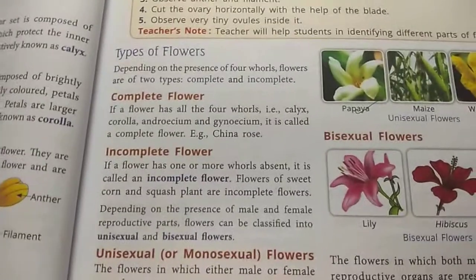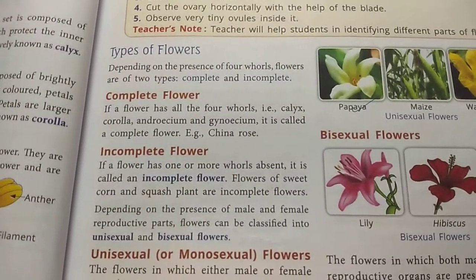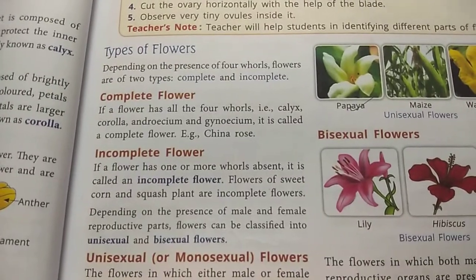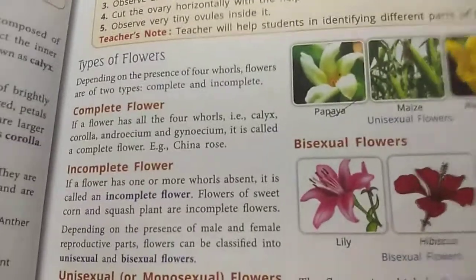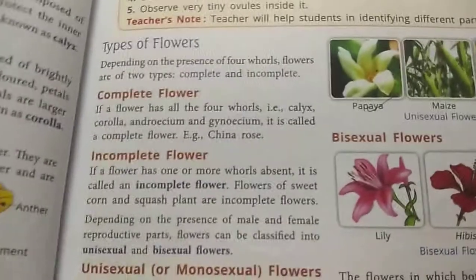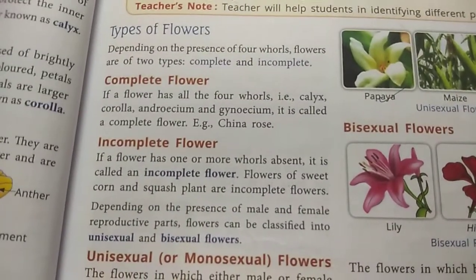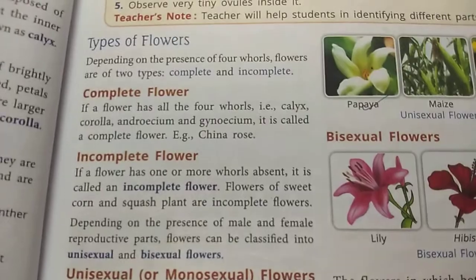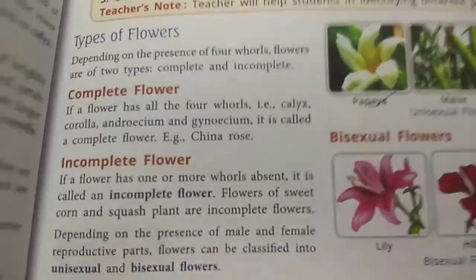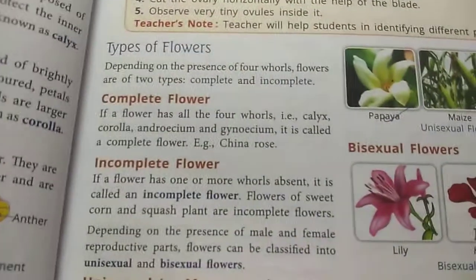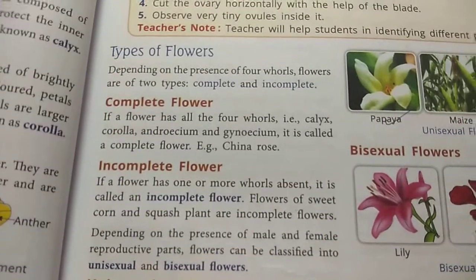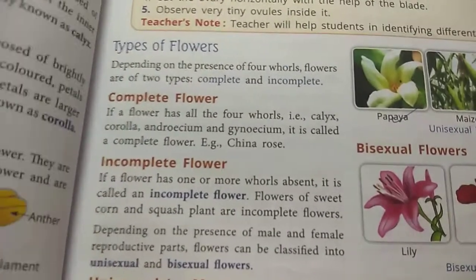Good morning, students. Today we will discuss types of flowers. We were discussing the chapter pollination, and in this chapter we have already completed the parts of flower. Now we will discuss the types of flowers. Depending on the presence of four whorls, flowers are of two types: complete and incomplete.